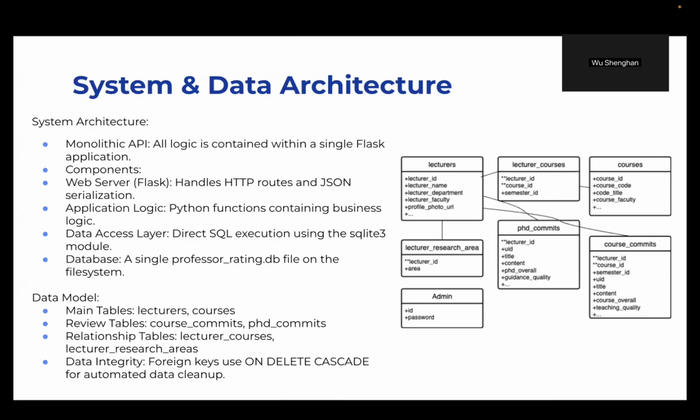Our data model is a standard and normalized relational model. We have primary tables for lecturers and courses. We then have separate tables for reviews, course comments for course reviews, and PhD comments for PhD supervision. Finally, relationship tables like lecturer_course handle the many-to-many connections.